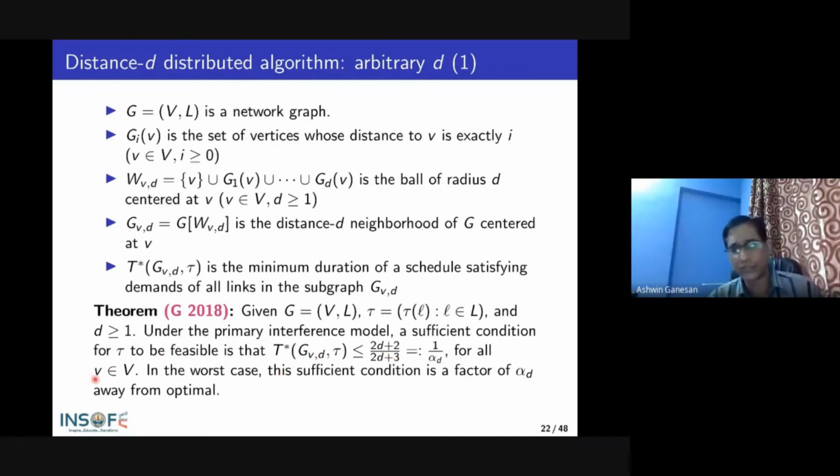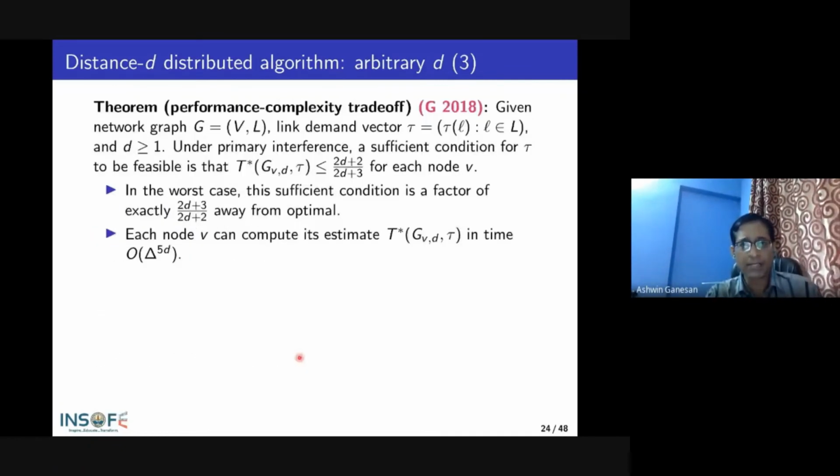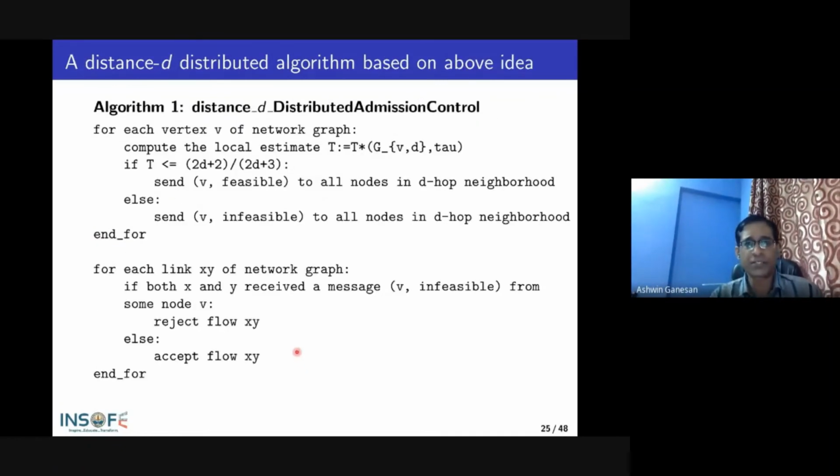So basically, if every vertex V knew only about its d-hop neighborhood, and it computed the value for its d-hop neighborhood to be less than or equal to some quantity, then you can conclude that tau is feasible. So this is a sufficient condition for tau to be feasible. And you can actually implement that sufficient condition in pseudocode format, in the form of an algorithm. You can look at my paper, which was published in February in the IEEE/ACM Transactions on Networking, where the details are given.